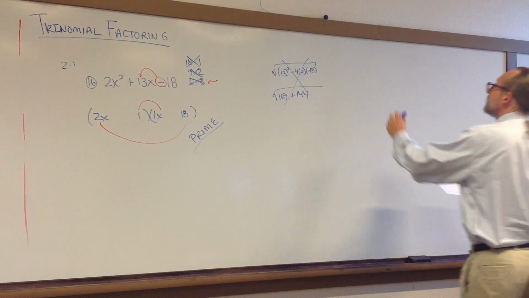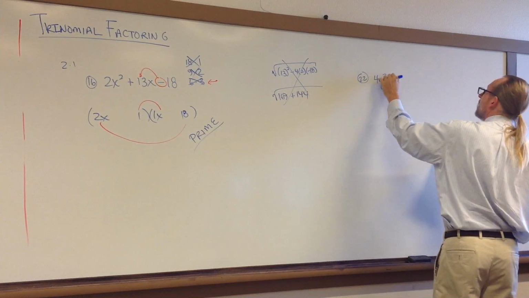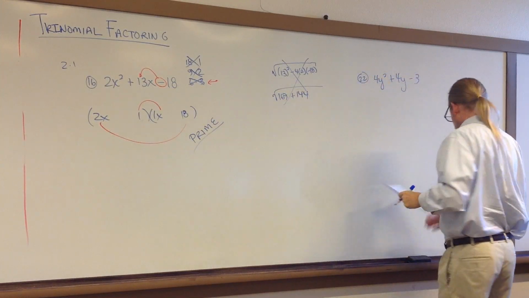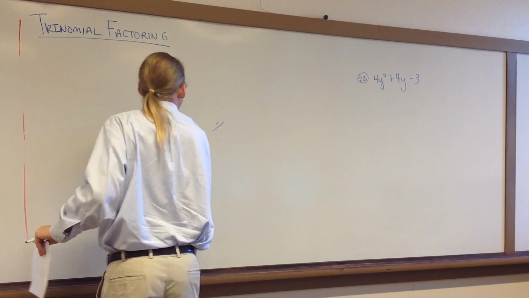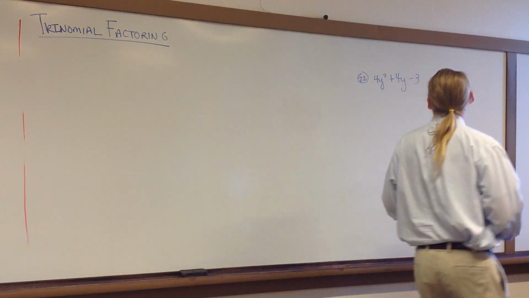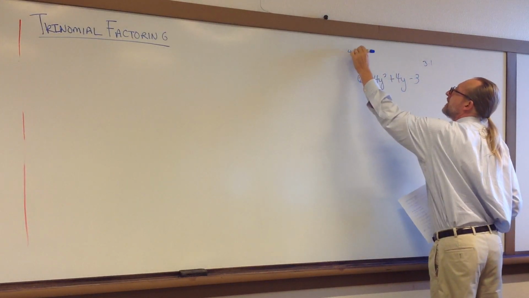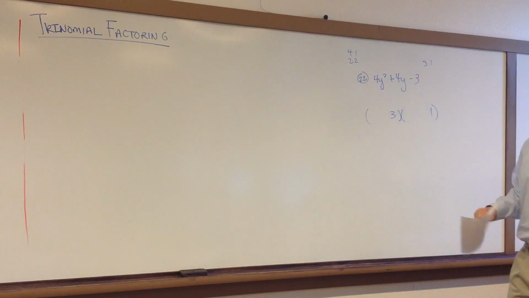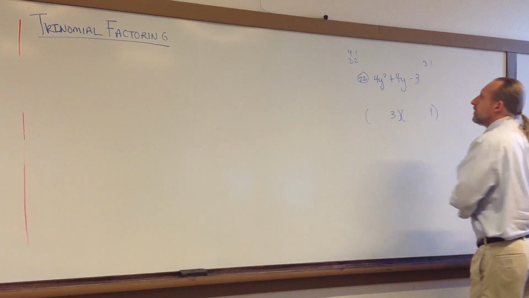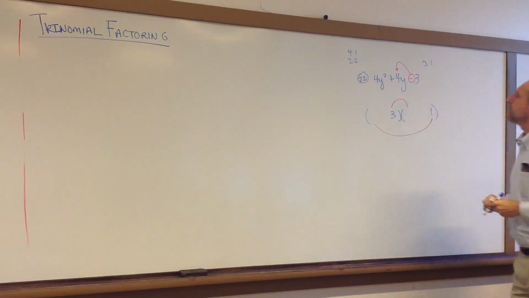Well, let's look at problem 22. This is 4y squared plus 4y minus 3. Let's see what we get. So, look at the first coefficient and the last coefficient. So this is 3 times 1, and this one is 4 times 1, or 2 times 2. So let's put the 3 and the 1 in there. All right, now we need these two multiplications to have a difference of 4.